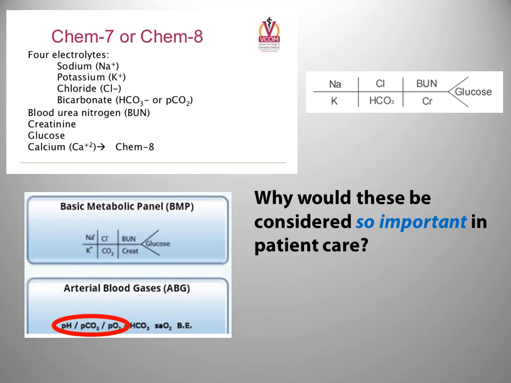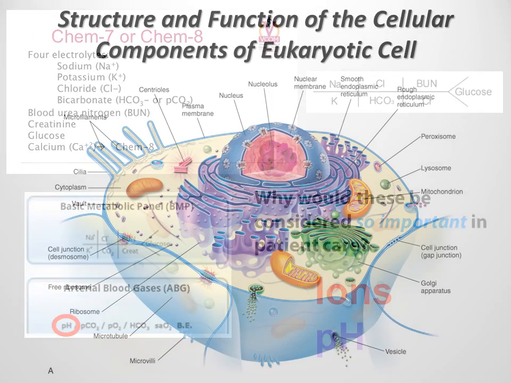So ions, pH, gases, all influence protein structure and function. Okay? pH is a huge one. pH is really important. We're going to show you why and how pH influences protein structure today. Okay? So ions and pH are huge in protein.